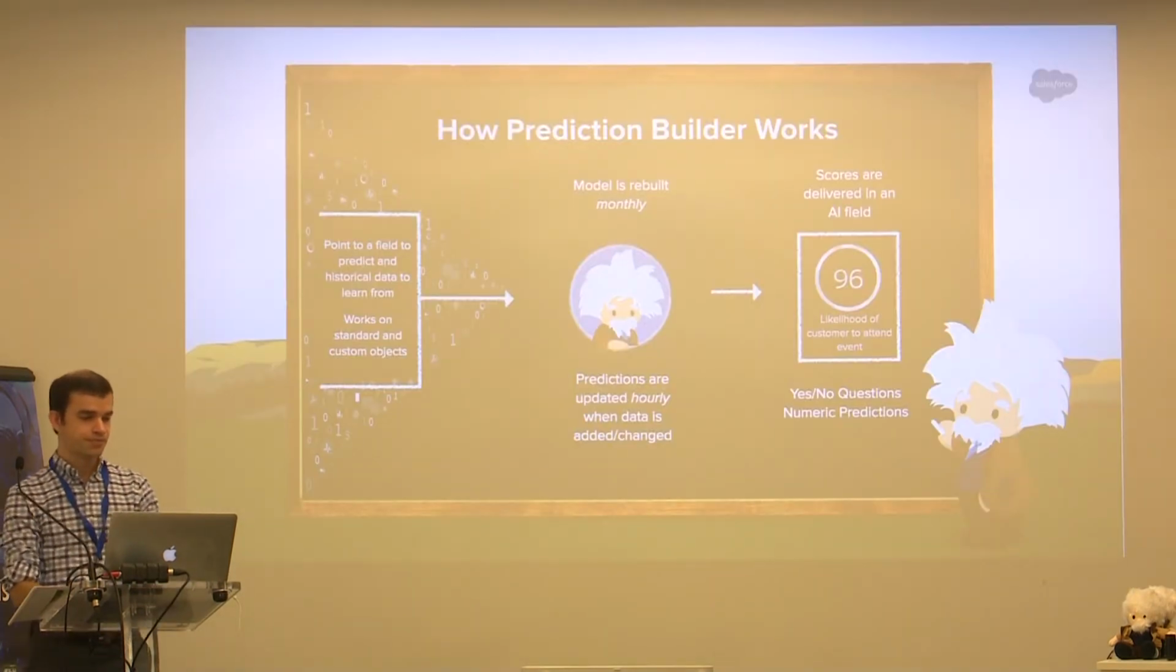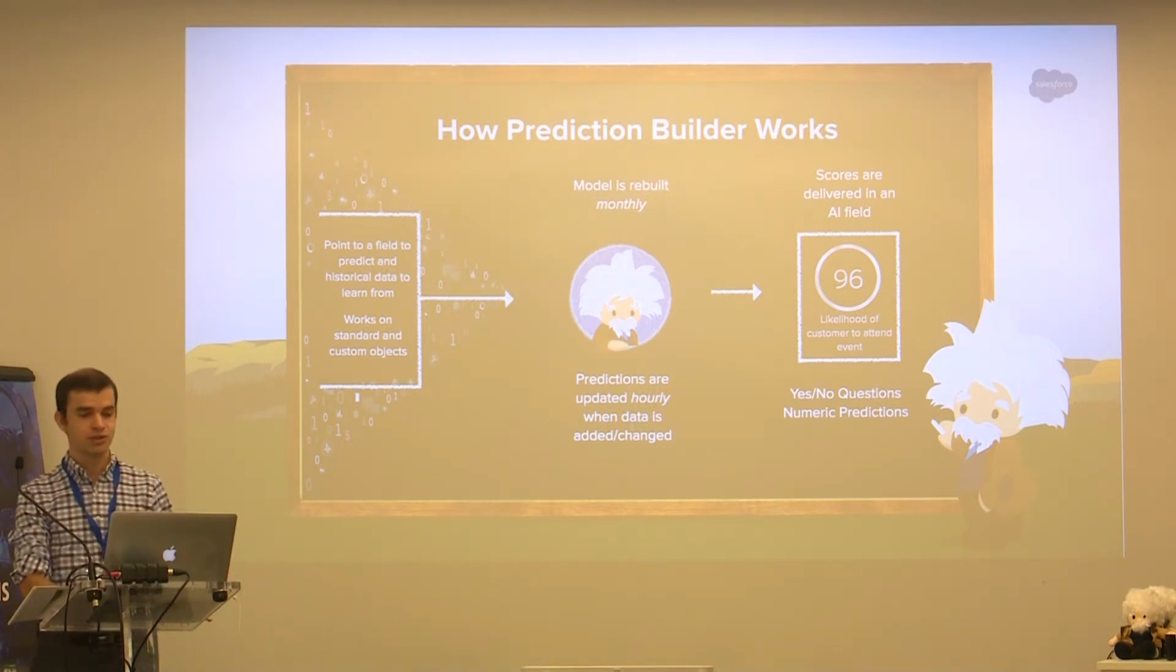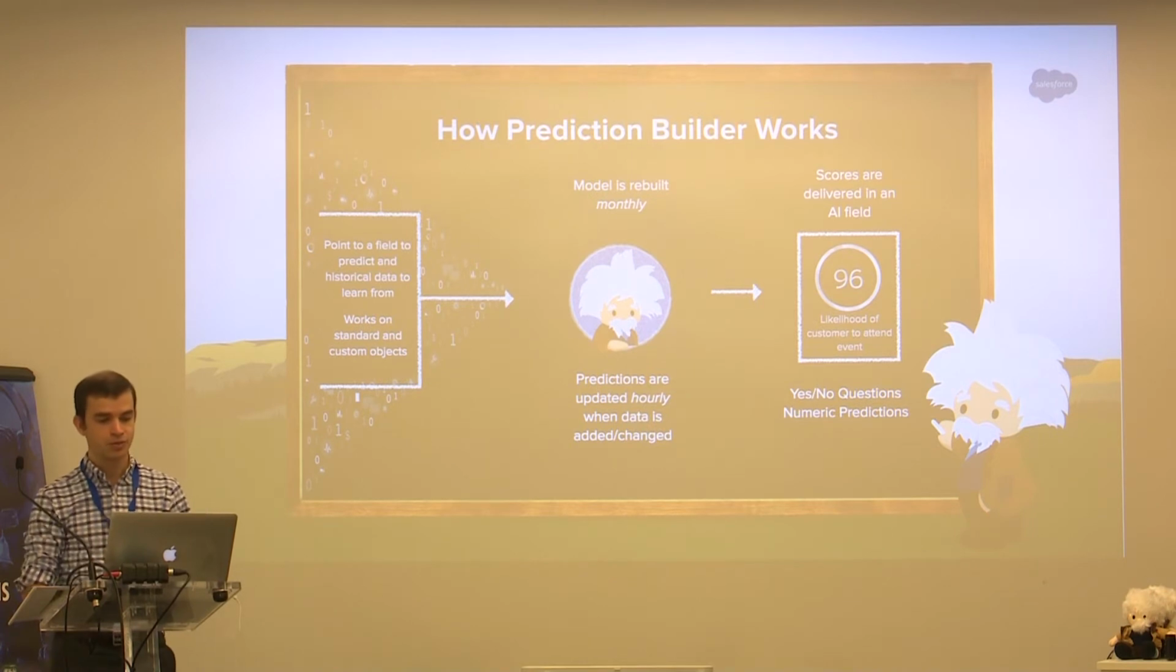And how does it work? We are basically going to point to a specific field somewhere in Salesforce on an object that you care about, that we want to predict, and look at historical data. It works on standard and custom objects, and based on that, we'll build a model. At the moment, the predictions are done hourly, so we'll do a little trick because we only have an hour to set it up today, you see.